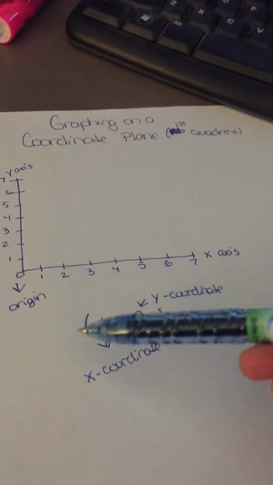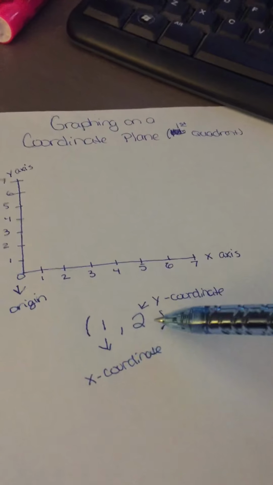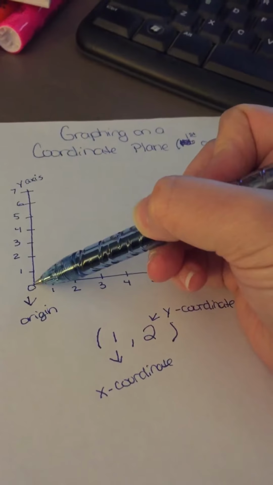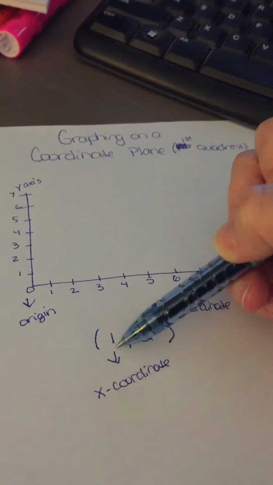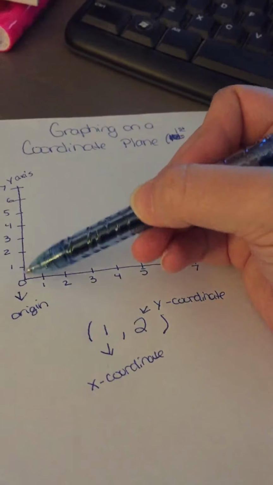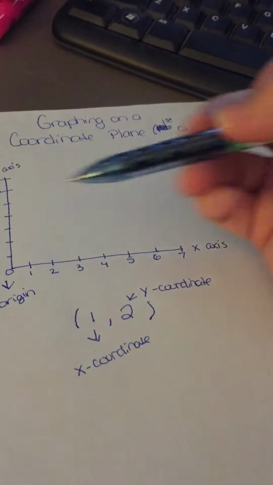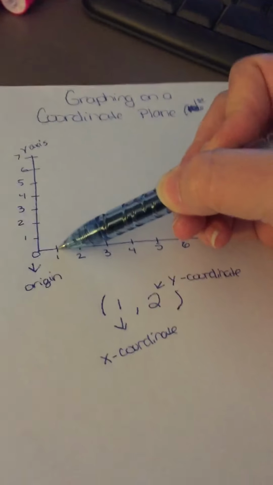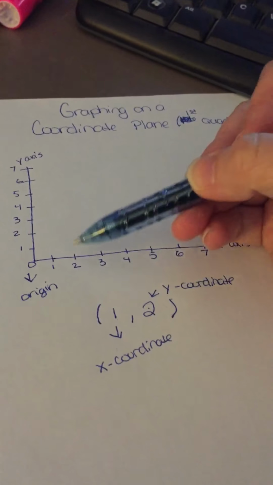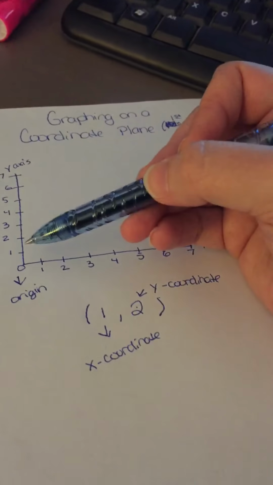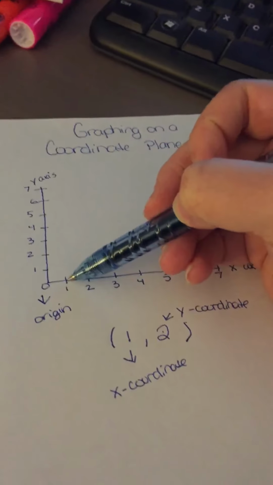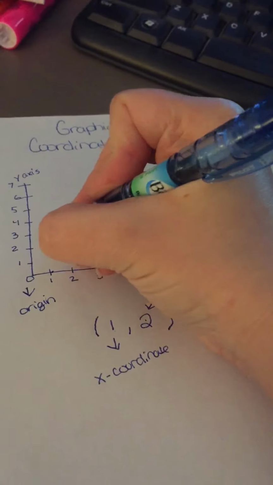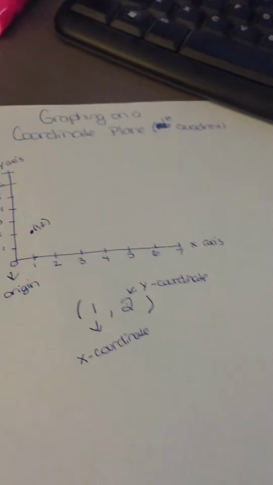So for example, if we wanted to locate point 1, 2, we always start at the origin anytime you want to graph anything. The x-coordinate, the 1, tells us how many we need to move over on the x-axis. So we're going to start at our origin and move over to the 1. And then our y-coordinate is a 2, telling us how many spaces up to move on our y-axis. So we're already at the 1. We're going to go up 2, and that's where our point 1, 2 would be located.